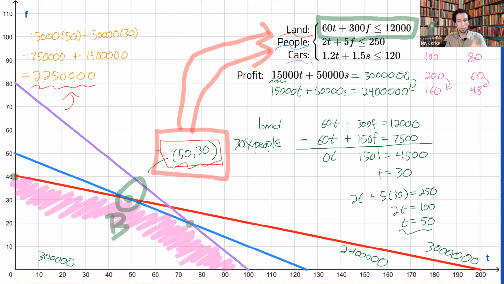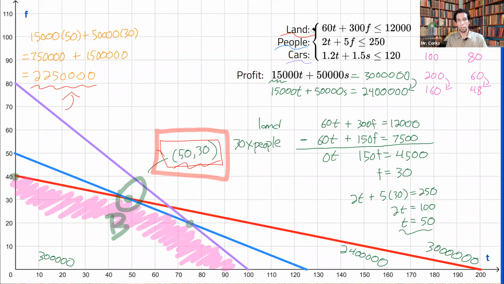So we've hit exactly the maximum. If we substitute this into land and people, it should be exactly 12,000 and exactly 250. So if you want to do a confirming process and confirm your results, that's how you can do it. If you're confident in your result, we don't need to do that substituting because we trust our graph, and we only need to go back into the other constraints, whichever ones are not at that point of intersection where our best corner is.